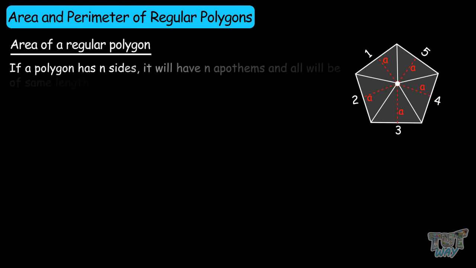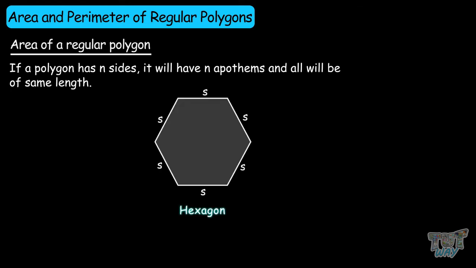If a polygon has n sides, it will have n apothems, and all of them will be of the same length. Like in this pentagon, you will have 1, 2, 3, 4, 5 apothems. All will have the same length. In the case of a hexagon, you will have 6 apothems.